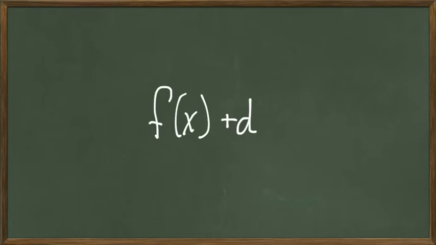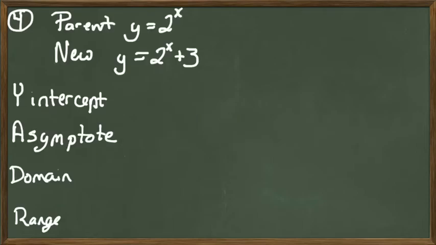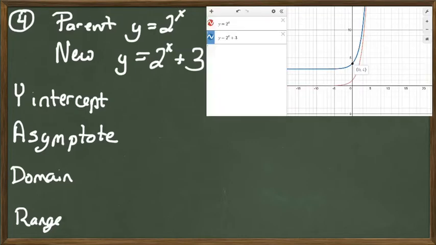So now, what happens if we add something to the end of the function? What's that going to shift? Instead of having our parent function like we had, we're going to have it plus 3. It's going to shift it up 3 units. So this time we actually picked up the entire graph and moved it all up.